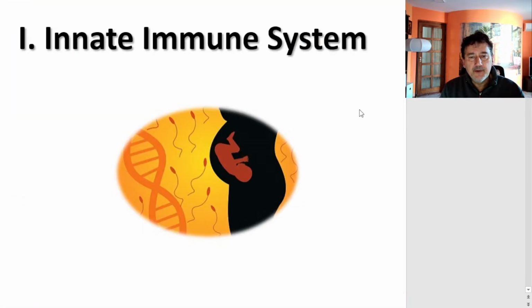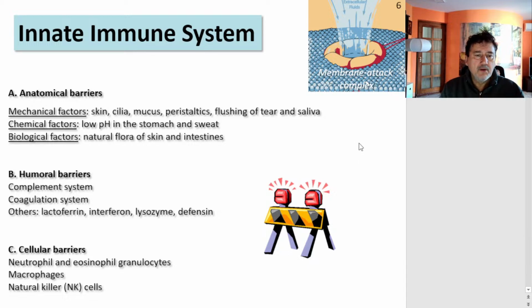Okay, let's say some words about the innate immune system. We can distinguish different kinds of barriers, like anatomical, humoral, and cellular barriers. The anatomical barriers can be mechanical, chemical, or biological factors. Mechanical factors include the skin. The function of the skin is not only in the immune defense, but it has several other functions, of course. The skin cells defend our internal organs from pathogens by forming an insulating barrier.